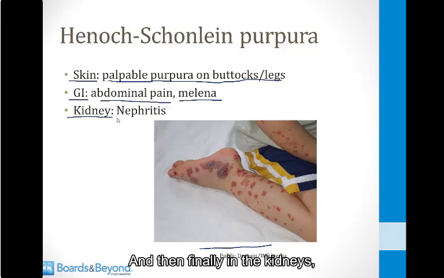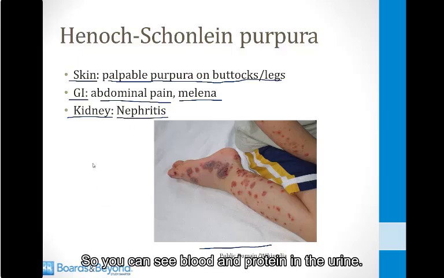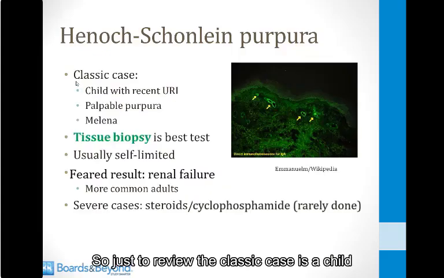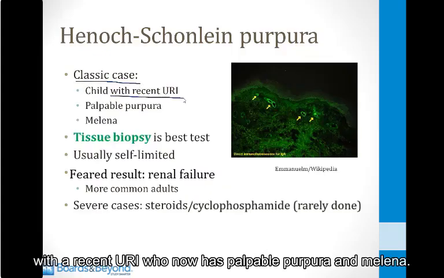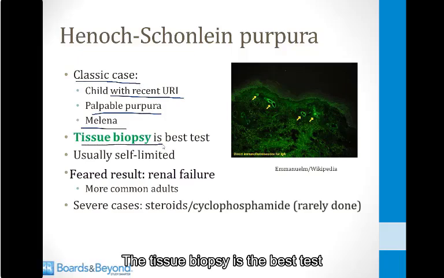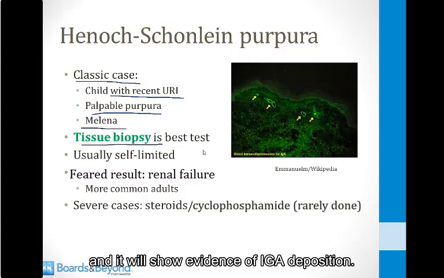And then finally in the kidneys, you will see evidence of nephritis, so you can see blood and protein in the urine. So just to review, the classic case is a child with a recent URI who now has palpable purpura and melena. The tissue biopsy is the best test, and it will show evidence of IgA deposition.